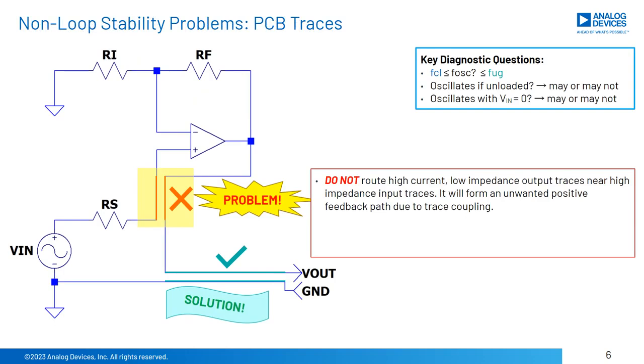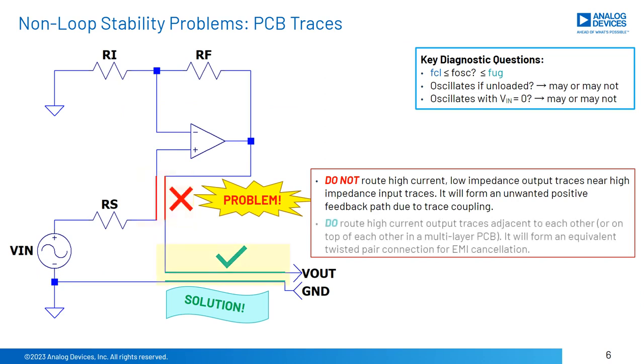On PCB routing, it is critical to avoid routing output high current traces near high impedance input traces of the op-amp, as this can create coupling and positive feedback into the op-amp. Take care to route high current output traces away from input traces and route them in parallel with their return current path, either on the same or on an adjacent layer to form an equivalent twisted pair connection. The observed oscillation frequency due to poor PCB layout can be between FCL and FUG. The op-amp circuit may or may not oscillate unloaded. The op-amp circuit may or may not oscillate with Vin equal to 0 volts.